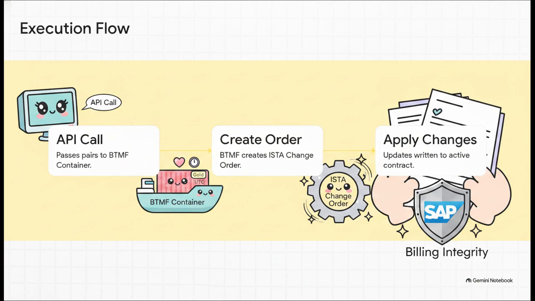That single click on the web portal generates an API call. The API packs that Gold SLA request, along with a UTC timestamp, right into the BTMF container. BTMF receives it, immediately spins up an iStack change order, applies the Gold SLA to the copied contract data, and finally safely writes it back to the live master data. That external request seamlessly converts into an active SAP change, completely protecting the integrity of your billing.